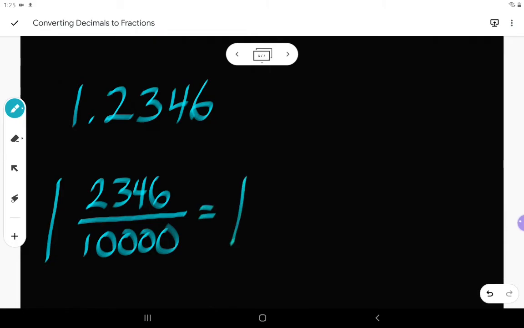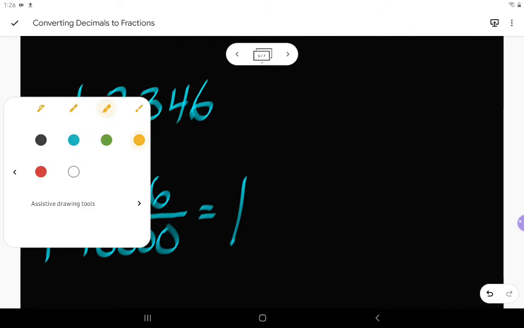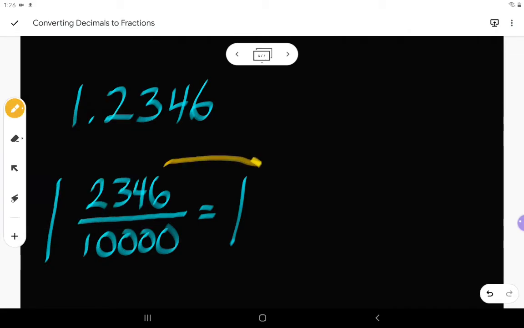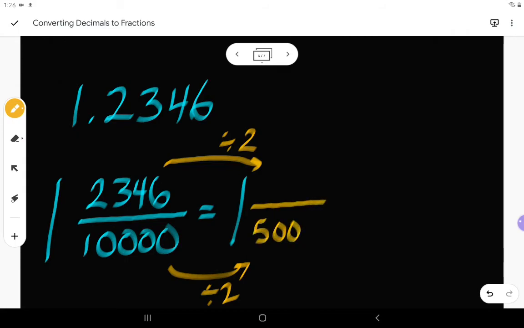Now I can see that both numbers are even, right? They both end in a 6 and a 0. That means both numbers are even. Therefore, my numerator and denominator are both divisible by 2. So I'm going to divide top and bottom by 2. And generally, if you are ever making your own videos, it's a good idea if you pick these numbers beforehand, because you will have actually had a chance to do the calculations. But your teacher is clearly not that smart.